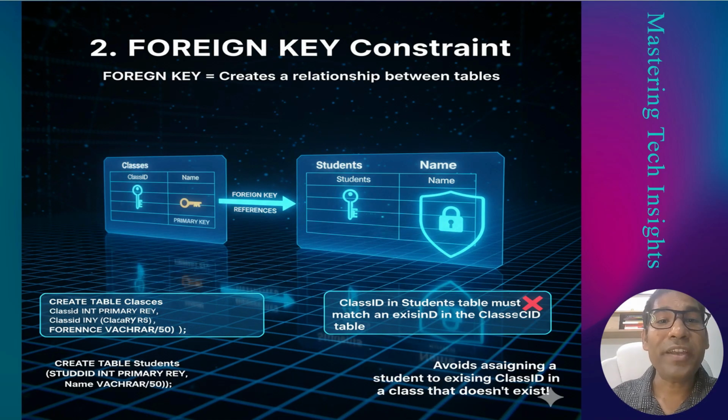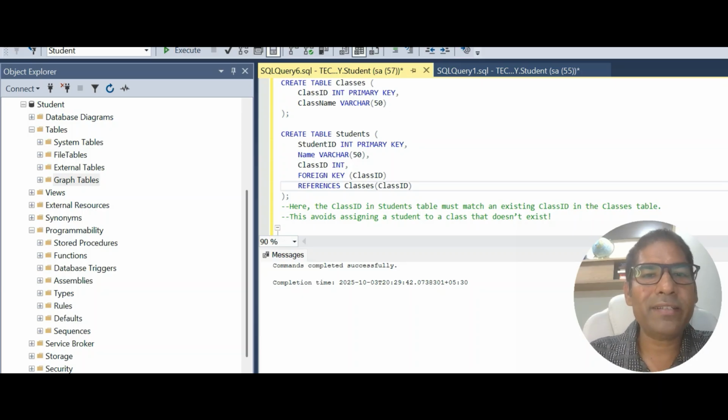Second is the foreign key. A foreign key is like saying this student belongs to this class. It means it connects one table to another table. It avoids assigning a student to a class that does not exist. For example, let's create two tables. One is the class, another is the student.